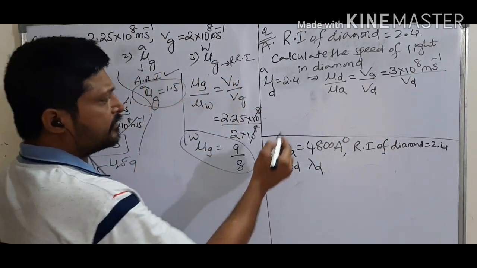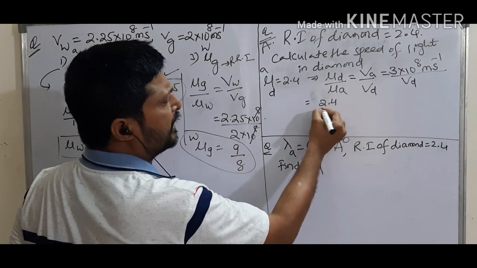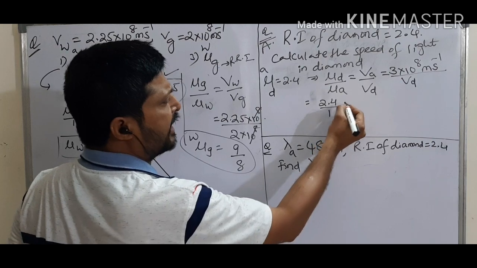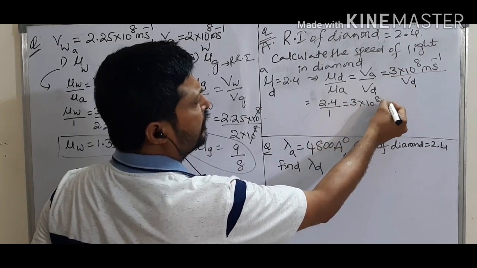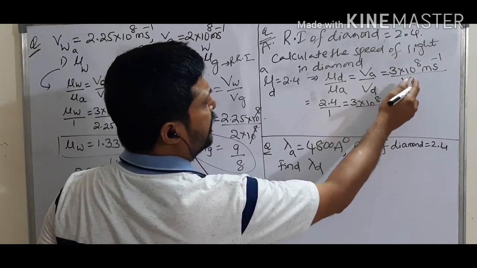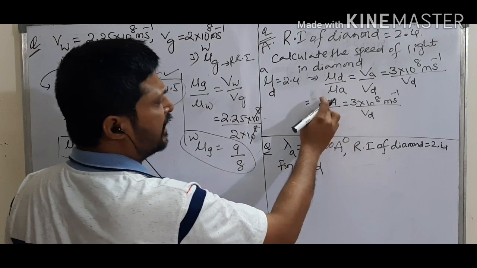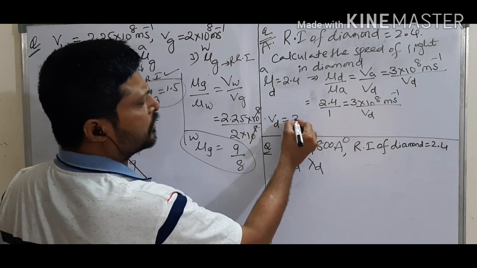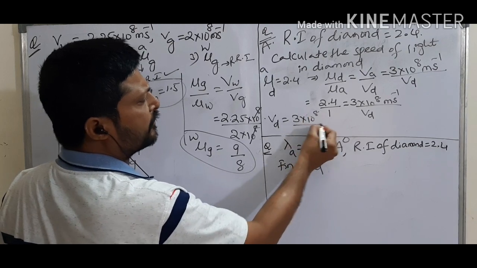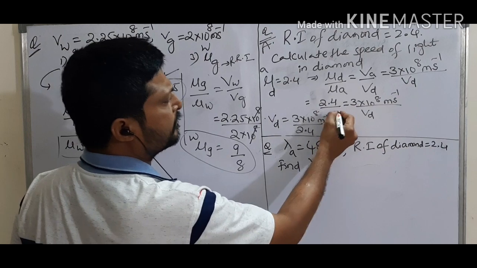Okay now, then make it the subject. The refractive index of diamond is 2.4 by the refractive index of air, which is 1, is equal to 3 into 10 to the power of 8 meter per second by V_D. So to make V_D the subject, V_D comes to this side and 2.4 goes to the other side, so V_D is equal to 3 into 10 to the power of 8 by 2.4 meter per second.